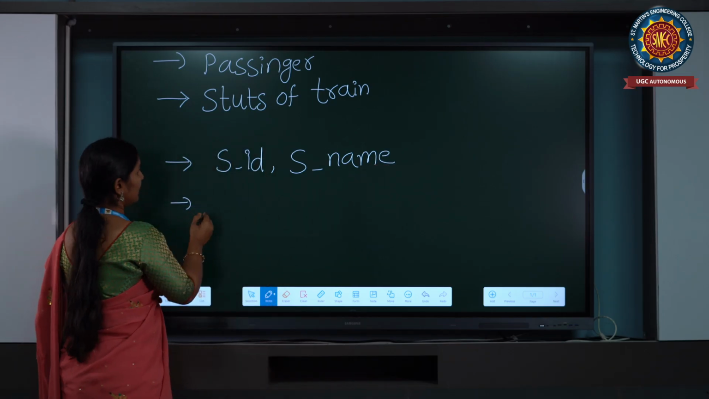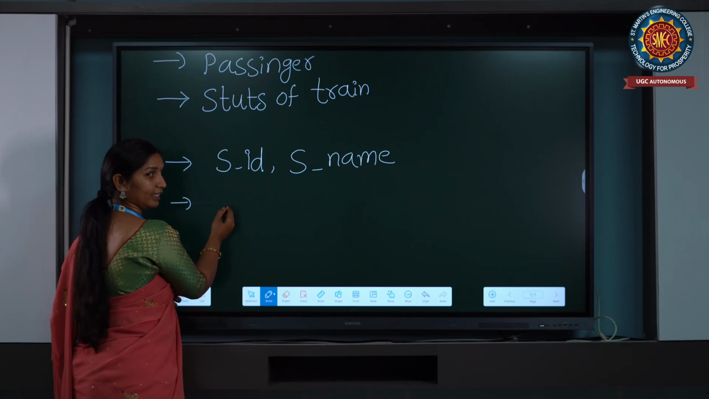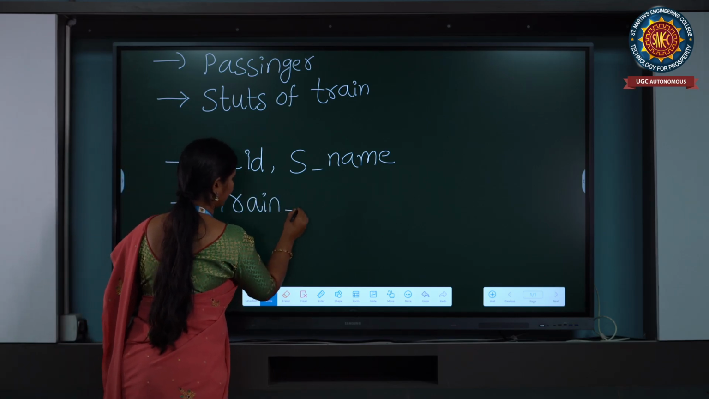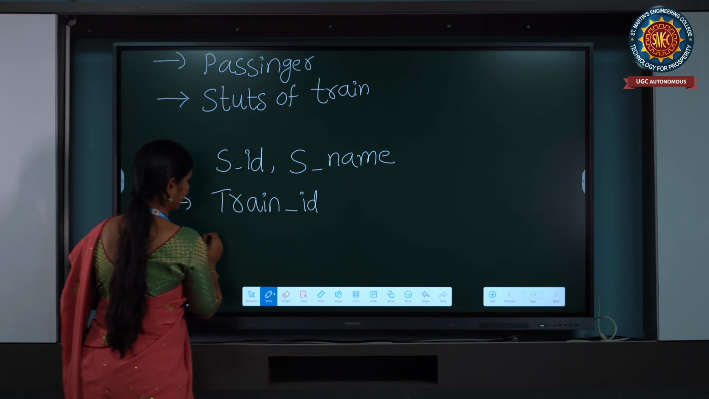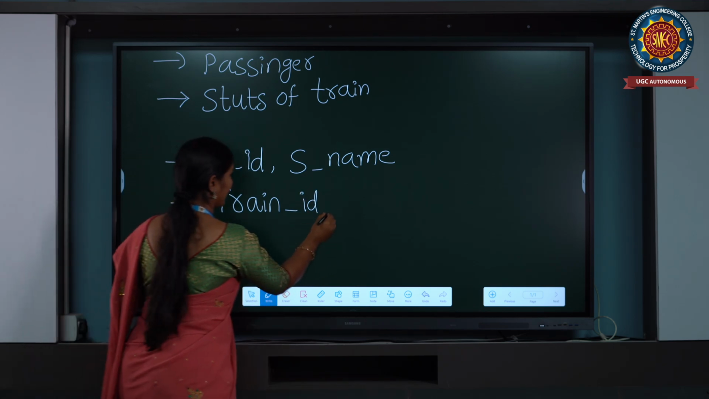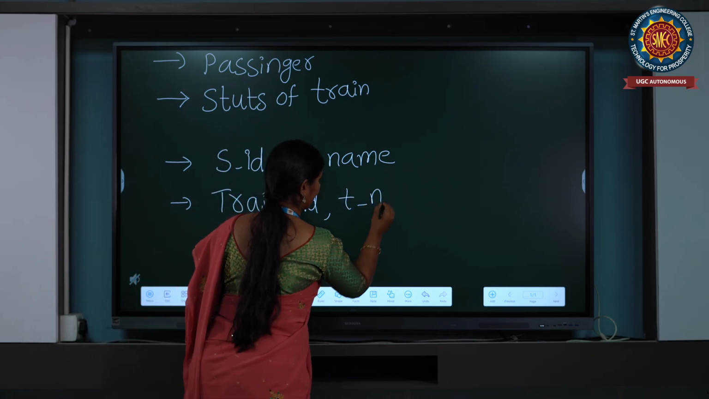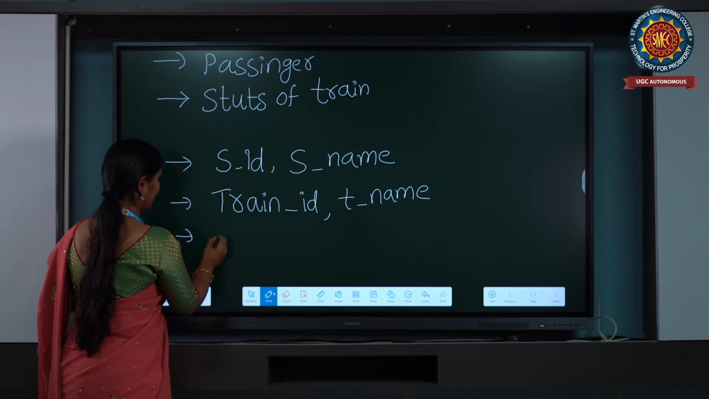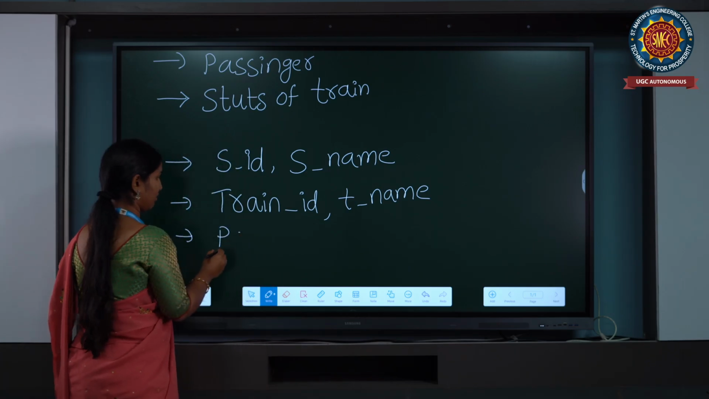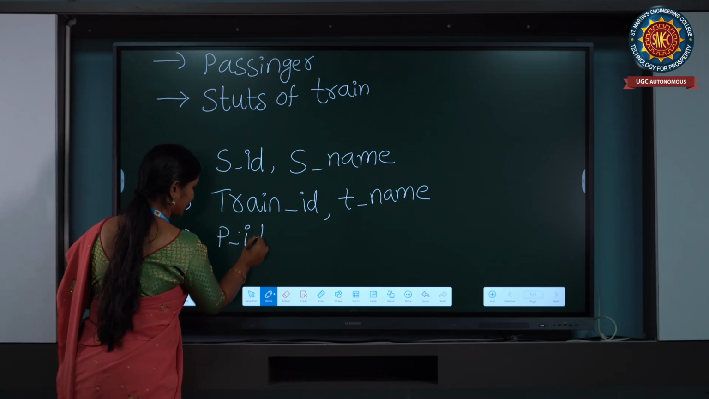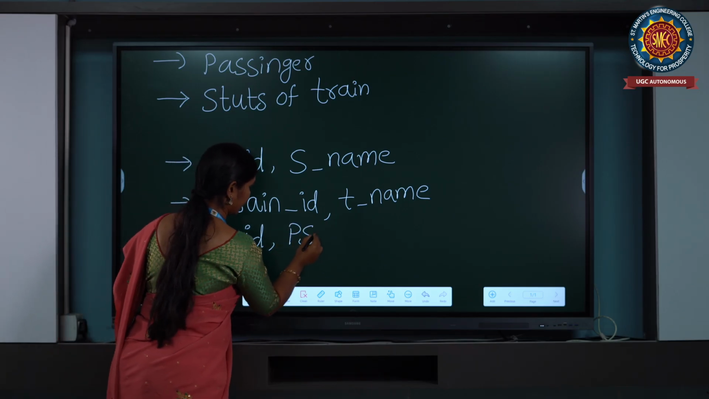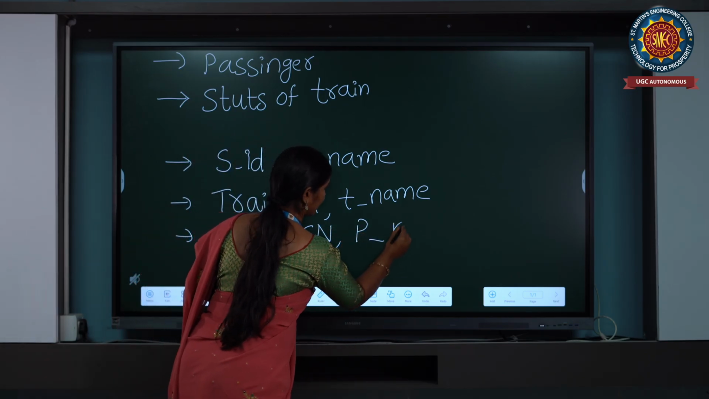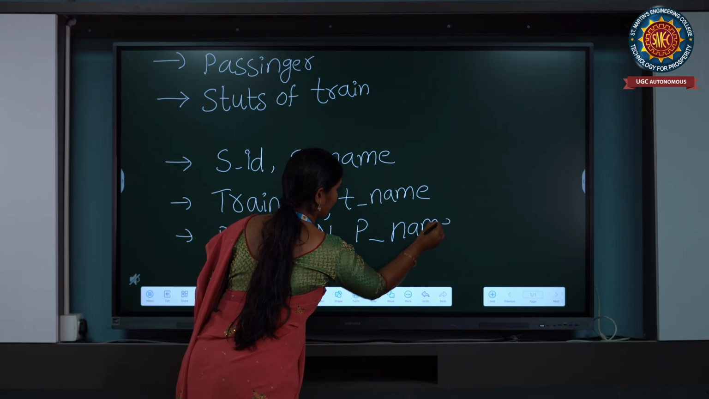The next one is the train. For the train, we have train ID. This is an attribute for the train entity. Train ID and train name are the attributes of the train. The next one is the passenger. For the passenger, passenger ID is there, PSN number and passenger name. These all are the attributes of the passenger.